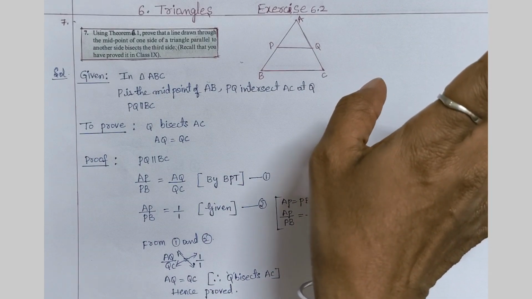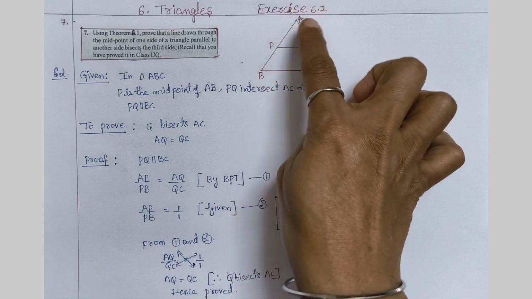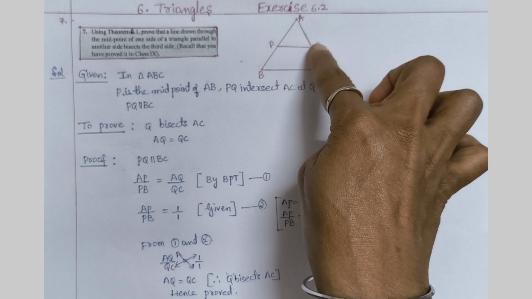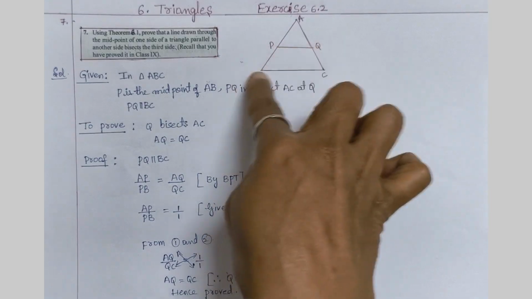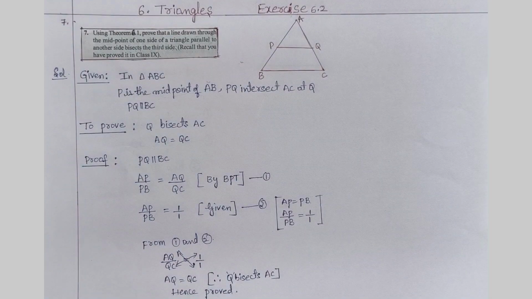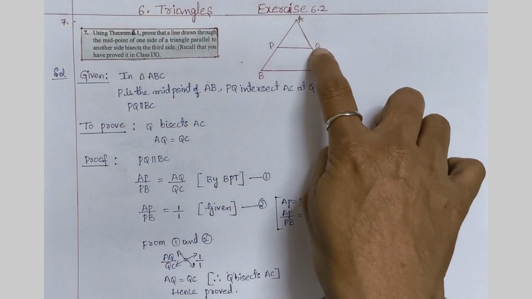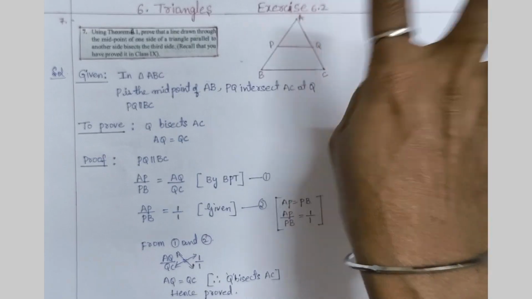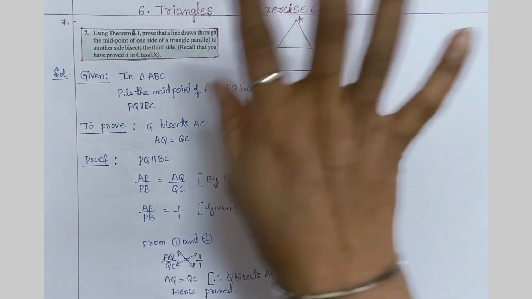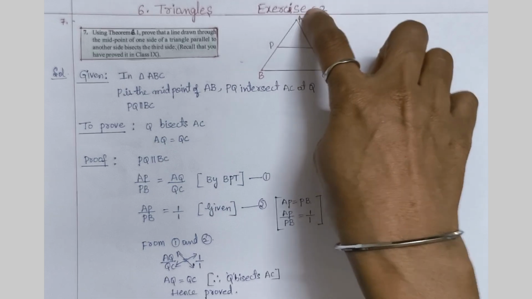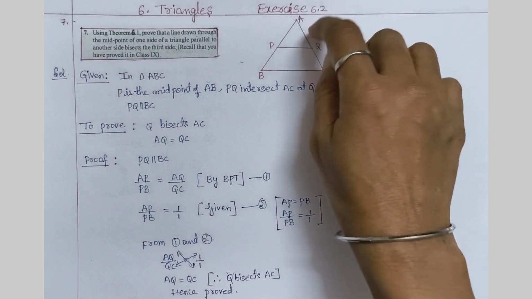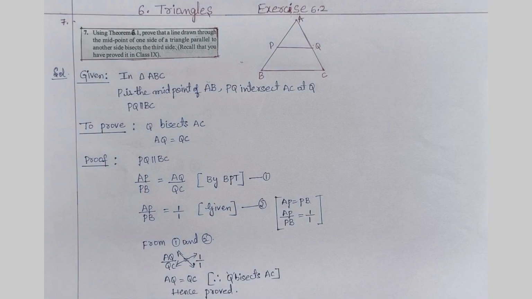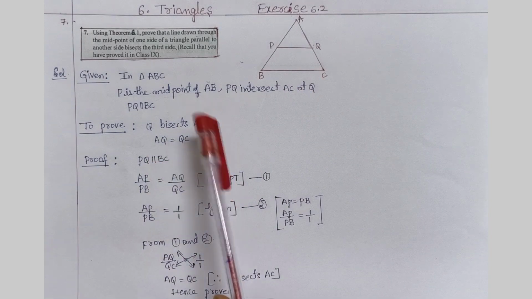See, the given once again I will explain. In triangle ABC, P is the midpoint of AB and PQ intersects AC at Q. Next, one more point: PQ is parallel to BC. Given, you can write it. Now we have to prove what? Q is the midpoint of AC. Bisect means equally, this line divides equally. So Q bisects AC, we have to prove. Bisect means AQ is the same measurement as QC. This is the given and this is to prove.